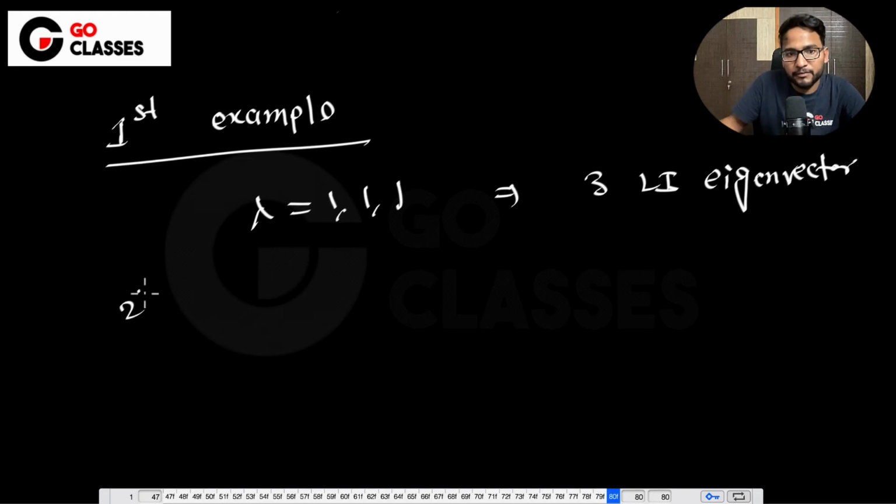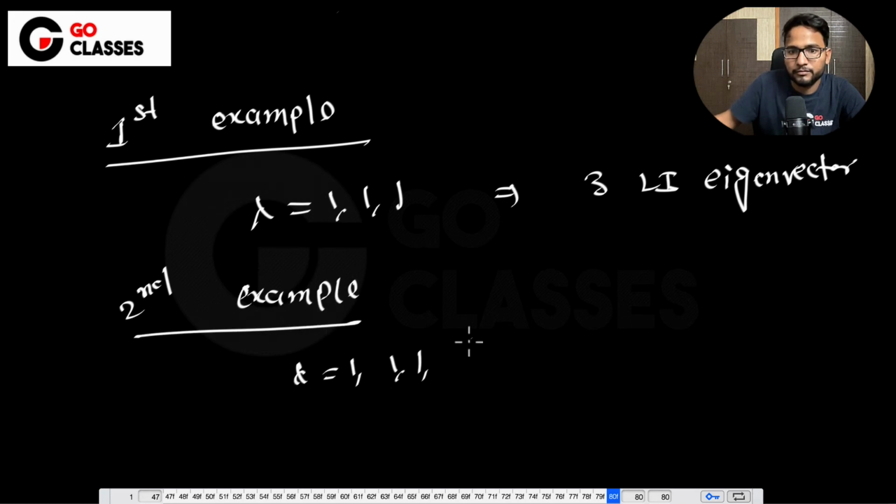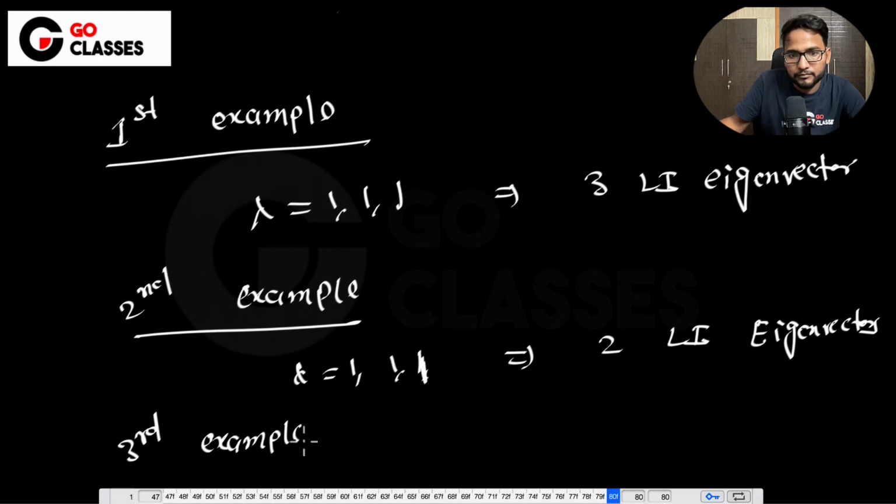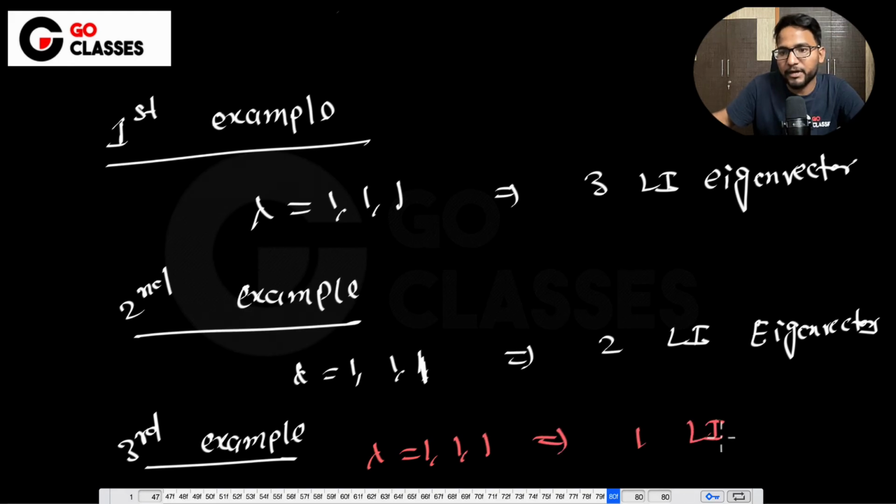In the second example, lambda is repeating again 3 times, right? And then 2 linearly independent eigenvectors. In the third example, lambda is repeating again 3 times, and then 1 linearly independent eigenvector, right? I hope you understood all of this what I'm saying.